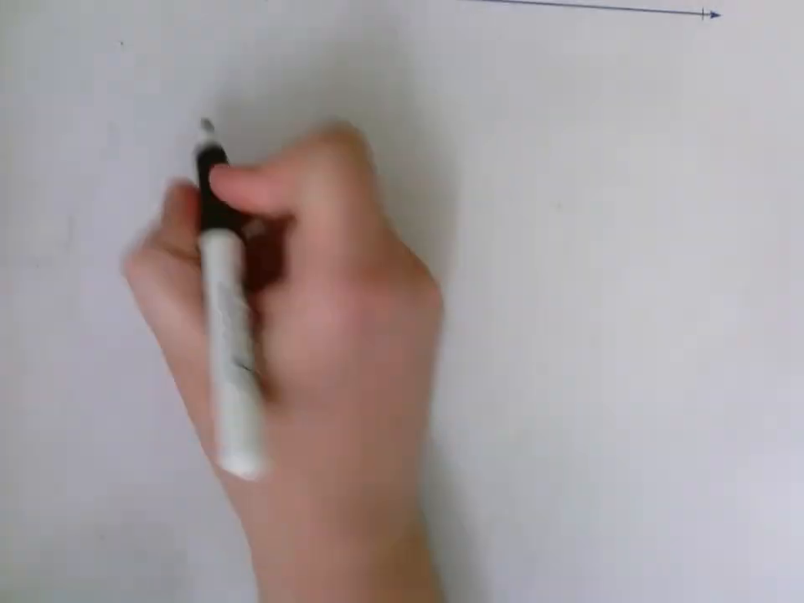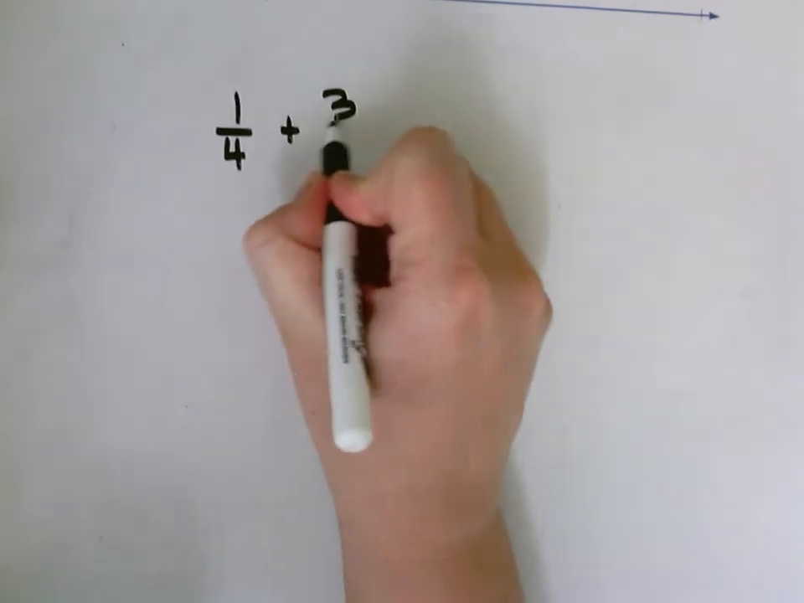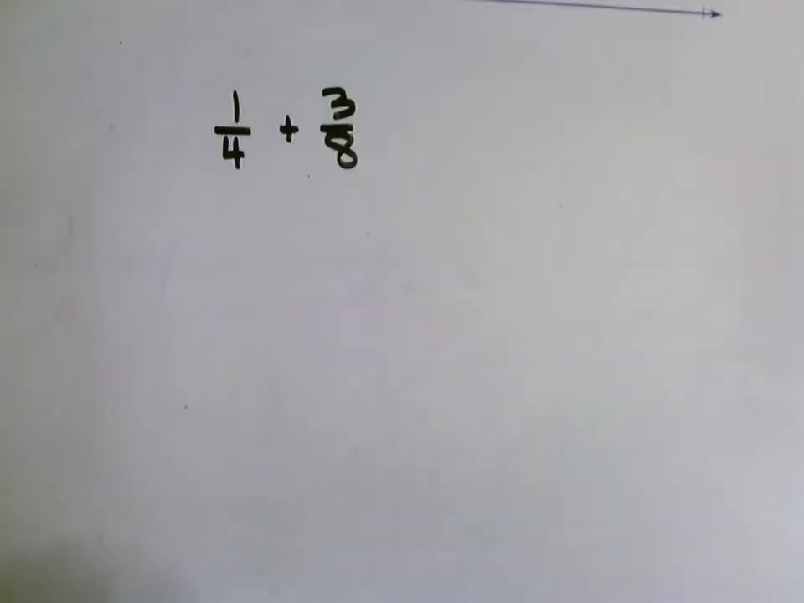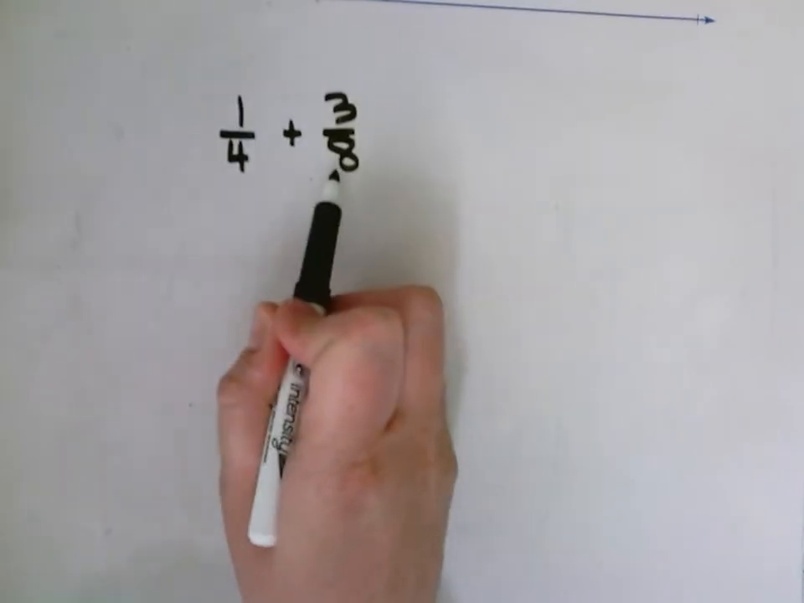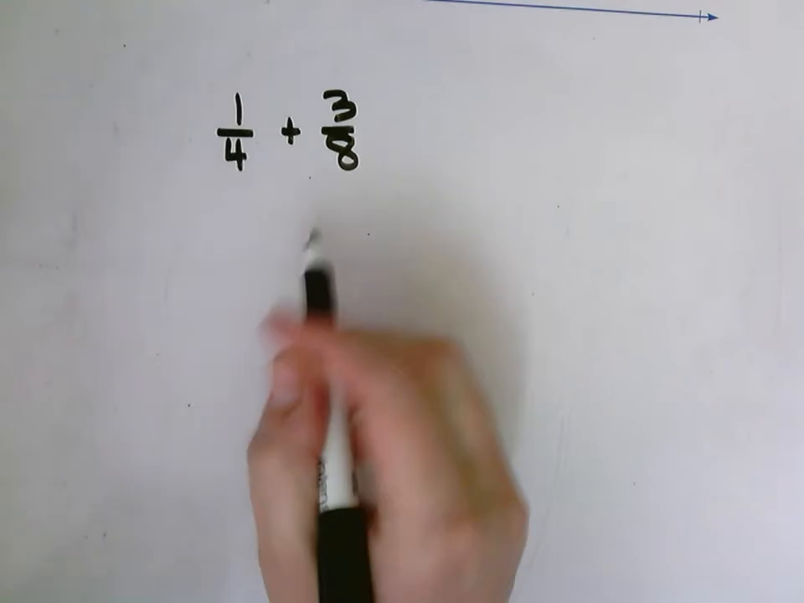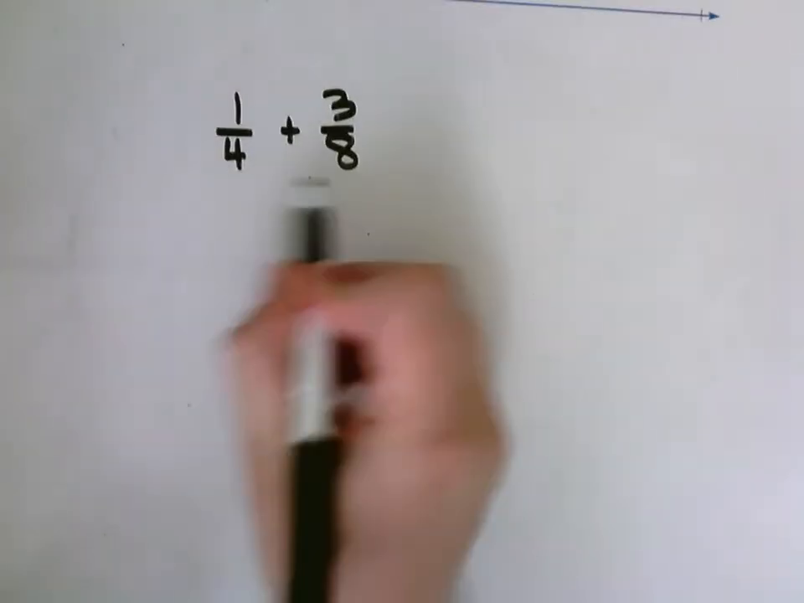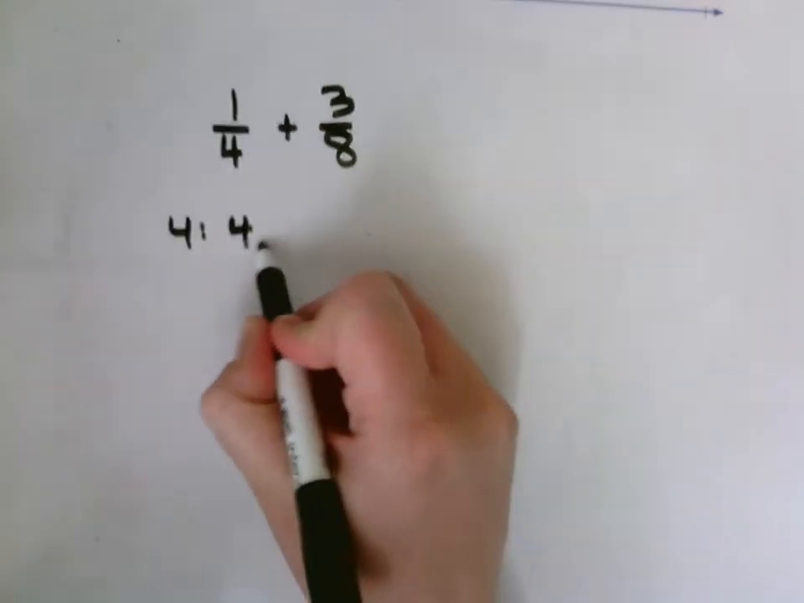Our first problem is going to be 1/4 plus 3/8. I notice right away that I do not have common denominators, so I cannot add these fractions the way that they are written. So I'm going to follow my steps to find a common denominator. I'm going to find my common multiples of 4 and 8.